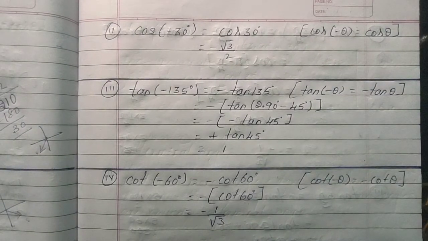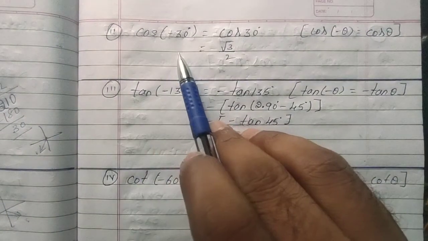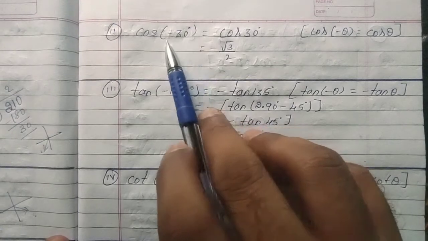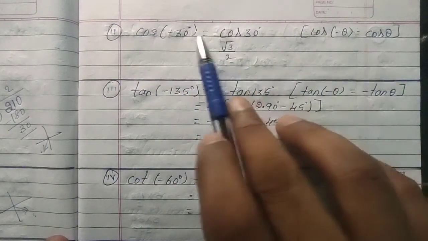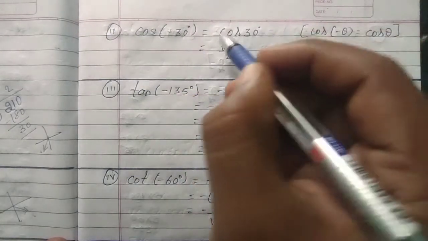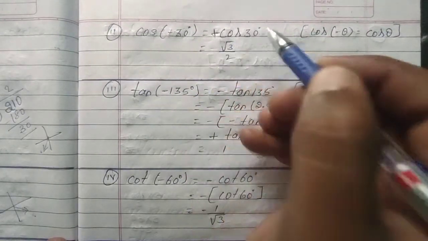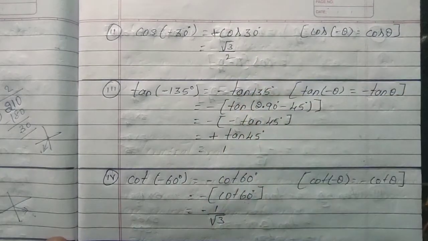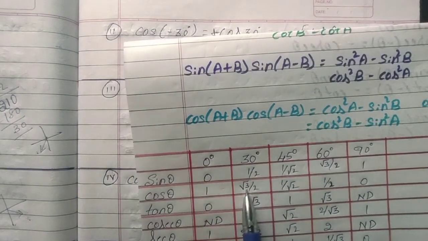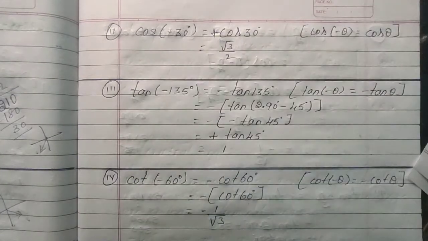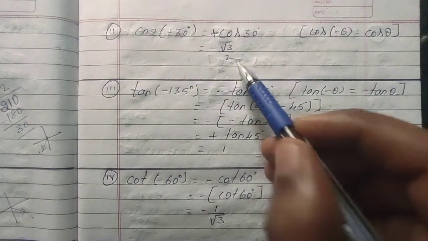Here cos of minus 30 degrees. Remember this angle is negative but it is cos. Cos of negative theta is always positive. So cos of minus theta becomes plus cos 30. So cos 30 is nothing but how much? Cos 30 degrees is root 3 by 2. Therefore the answer is root 3 by 2.